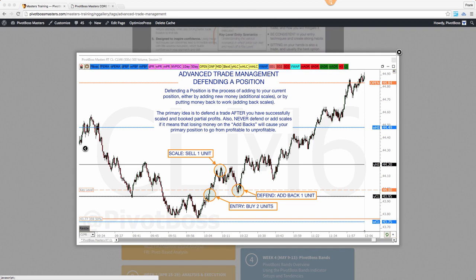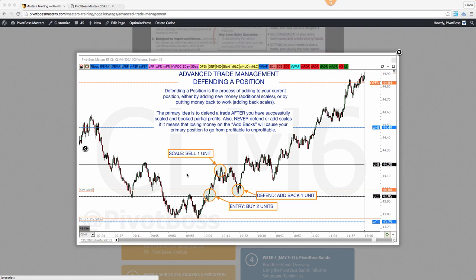So there's a lot of flexibility you can have here, but the main thing is you never have to defend a trade. It's just when you think things are working out nicely, defend one. But take that unit off the table pretty quickly and use it as a mini scalp if you want. Or you can add it and keep it on the table if you're looking to do a longer term type of position. But you don't want that add back to ever cause your trade to go from profitable to unprofitable. And that's really where rule number 1 comes into play, which is don't add back unless you've scaled first.